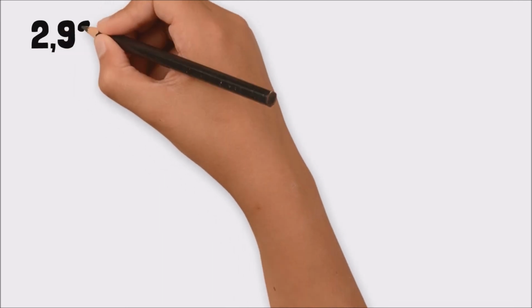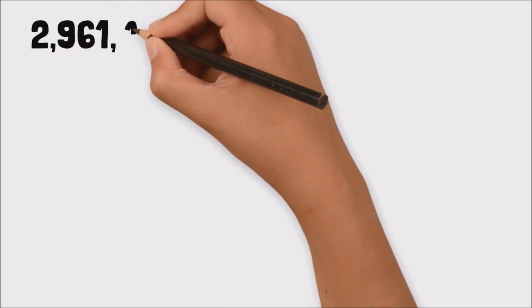Now let's look at another number. Currently, Jamaica has 2,961,167 people. Let's find the place value for all the 1 digits in this number.